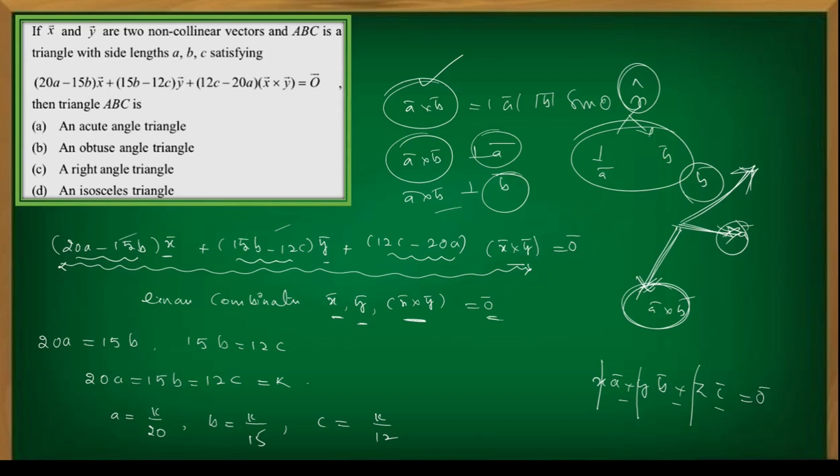Now check: if the sum of the squares is equal to the third square, it is a right angle triangle. If every time the sum of the squares is more than the third side's square, it is an acute angle. If at least one of the sums of the squares is less than the third square, then it is an obtuse angle. You can verify that yourself, right? So we got the a value, b value, c value in terms of k.